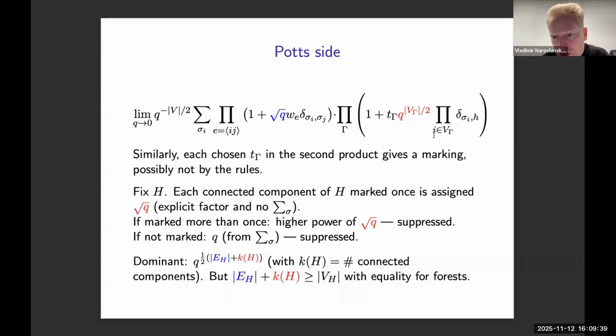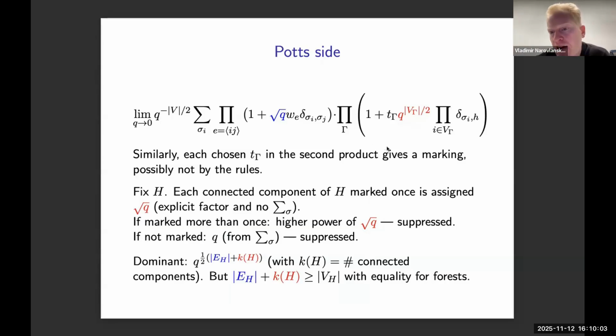Okay, now we move to the second term. The second term, we can similarly think about it as generating all the markings. Again, why? For every marking gamma, if we choose this term when we do the product, it means we use this marking, use this interaction. And if we choose the one, it means we're not using this interaction.